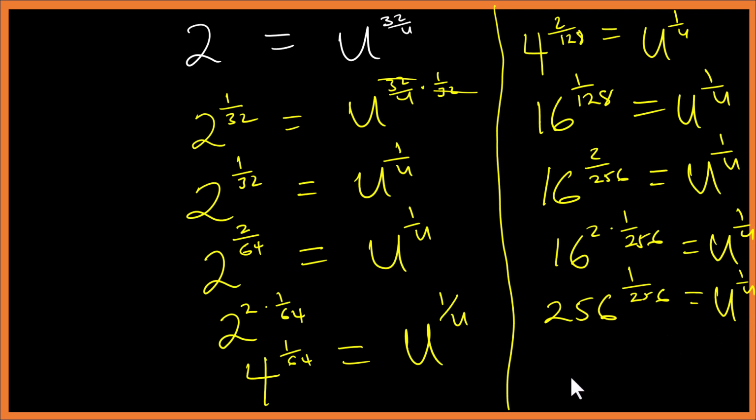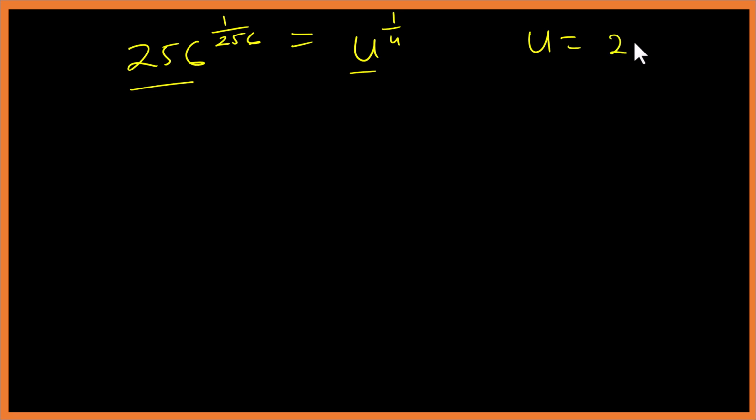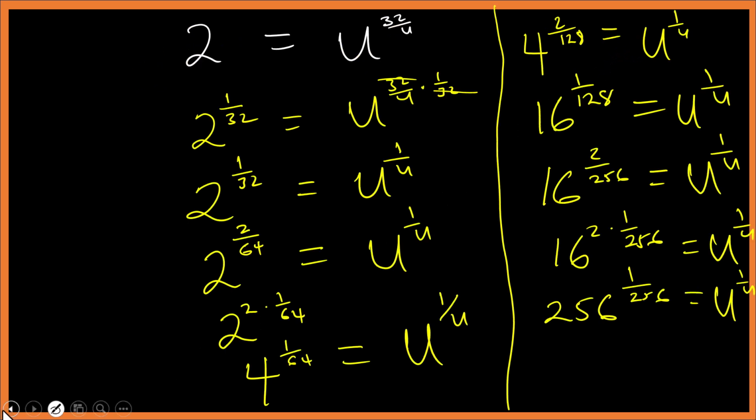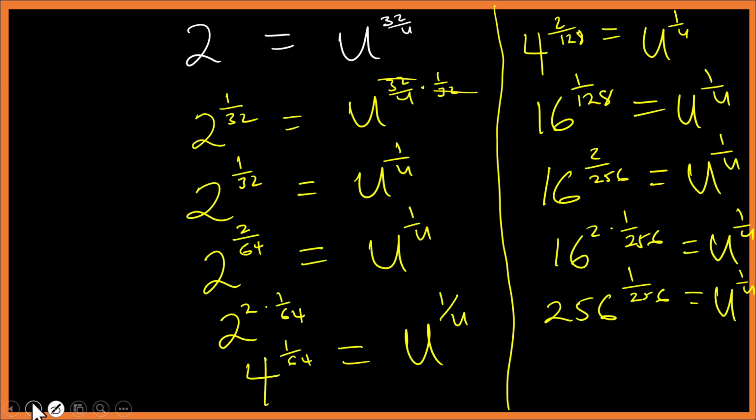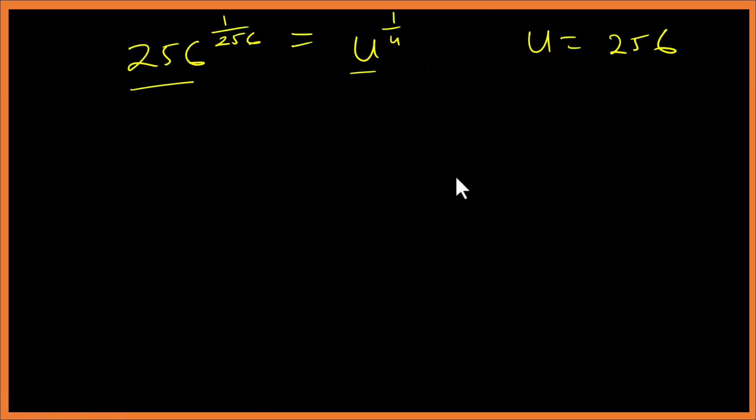So when you compare, let me write it again. I have 256 raised to 1 on 256, and u raised to 1 on u. So we can say 256 is u. So 1 over 256, 1 over u. So perfect. But remember, we have the x. So u equals 2x. So 2x equals u, but u is 256.